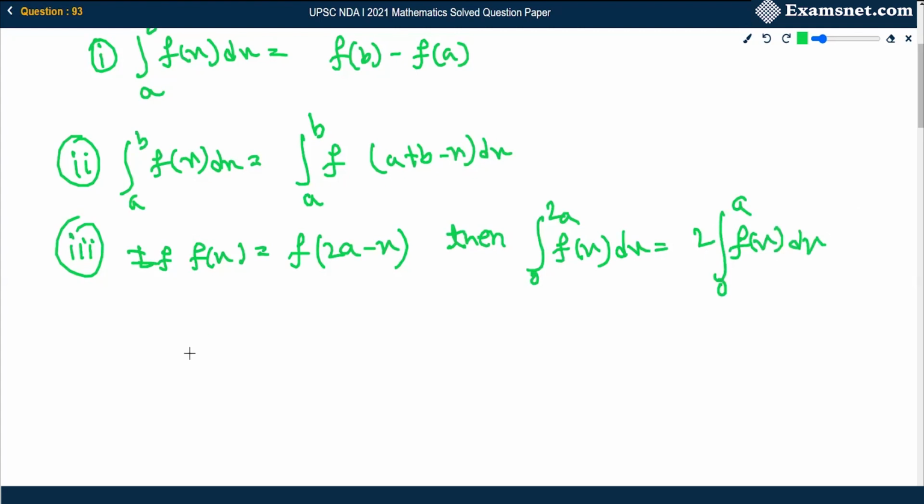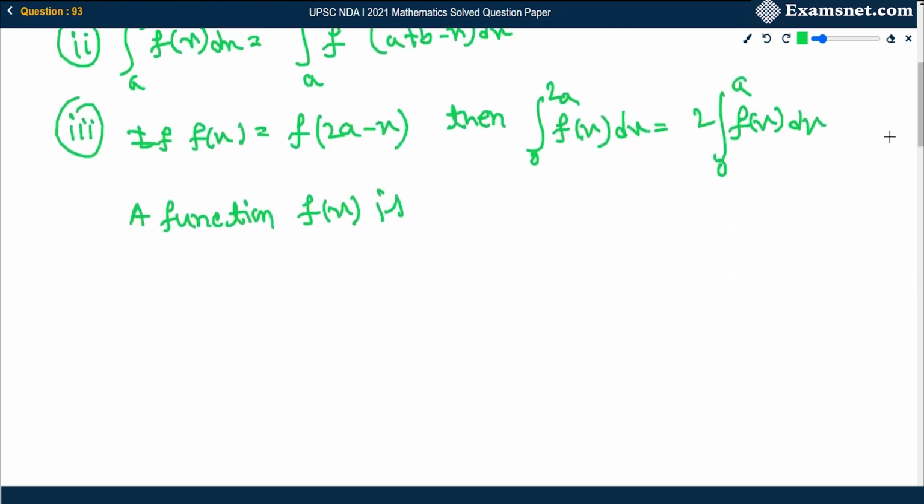Okay, next. If a function f(x) is even or odd, how can we find that? Is it even or odd? If the function is even, then f(-x) equals f(x). And then how will it behave in the integration?